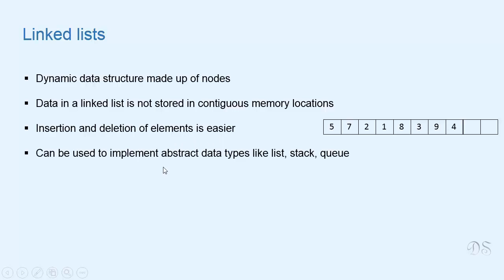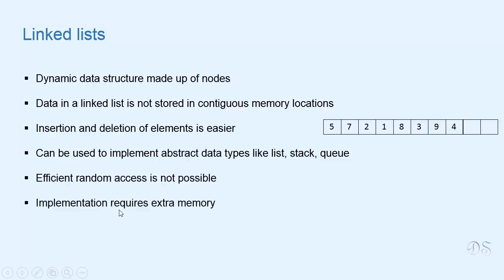We can use linked lists to implement abstract data types like lists, stacks, and queues. Now let's see two disadvantages of linked lists. First one is that efficient random access is not possible, meaning we cannot access elements of linked lists by using a numeric index. And the second one is that some extra memory is required for their implementation. This extra memory is due to the link that is stored with each item.